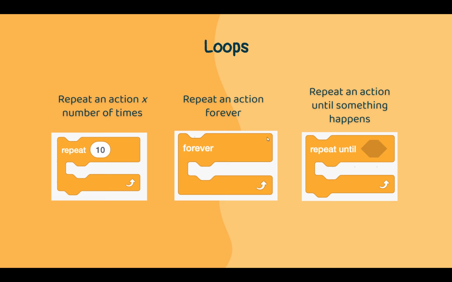The next one will repeat forever. So it'll never end until you stop the program. And the third one, it'll repeat until some action happens. So an example might be repeat until the user presses the spacebar, and then it'll just run the rest of the code. You might notice that this little notch here that's on the left and the right is not in the middle, and that's because since this code runs forever, you can't put anything after it because this block will never end. It'll never get to anything else.